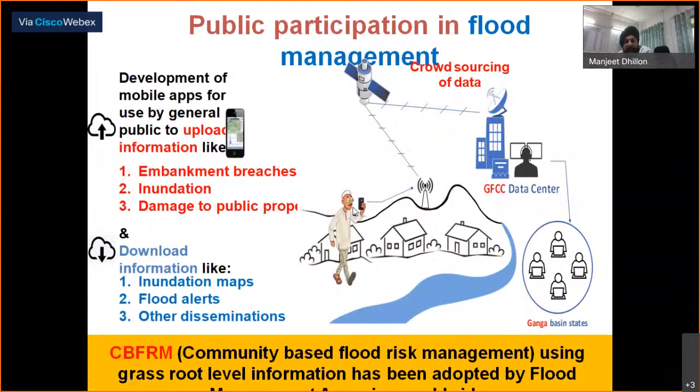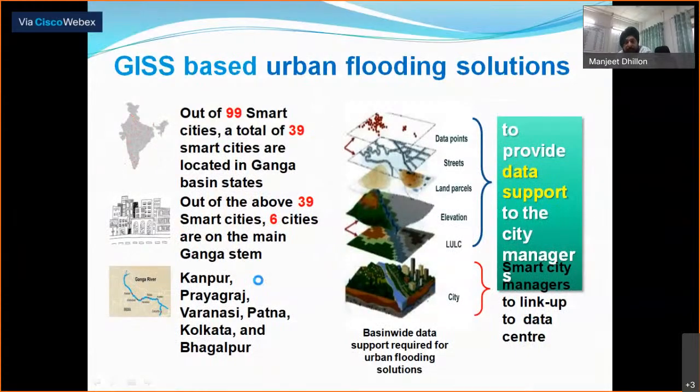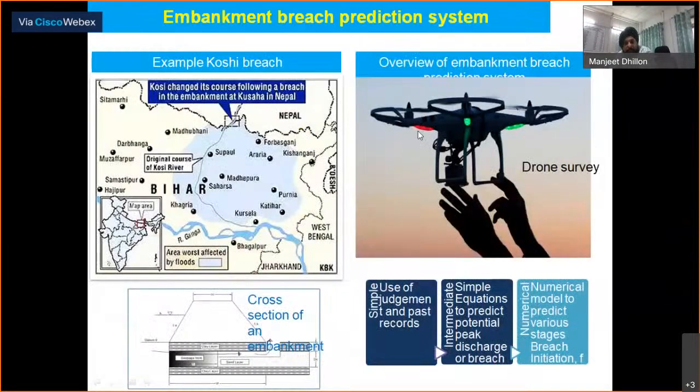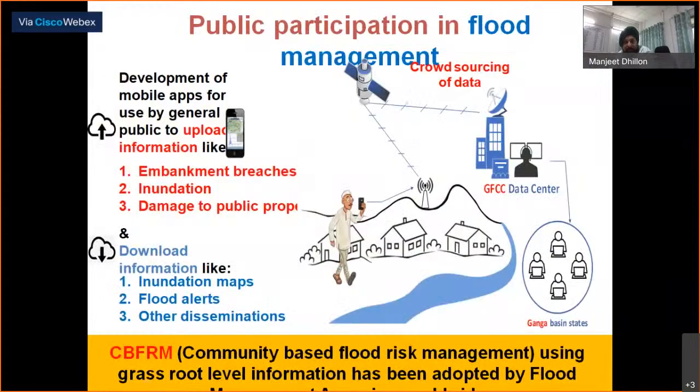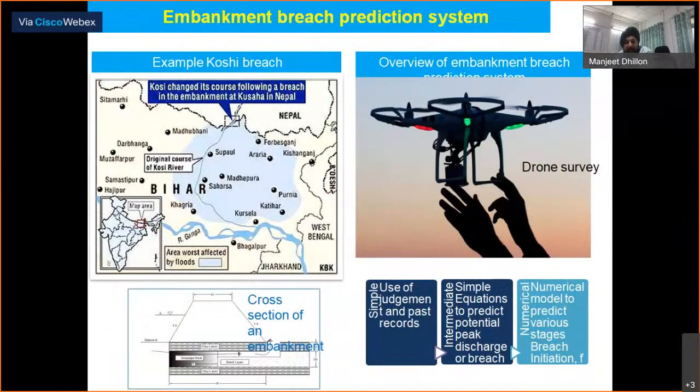And this is another that we should have now. Maybe from each village one person has a smartphone, then he can upload what he is seeing, with geotagging, upload videos or photos, and he can download information, inundation maps, flood alerts, and so on. And then there is, of course, management beat prediction. These systems are already working somewhere. This is not an ideal concept. These are in place. For example, this management beat is also taken up in Brahmaputra.